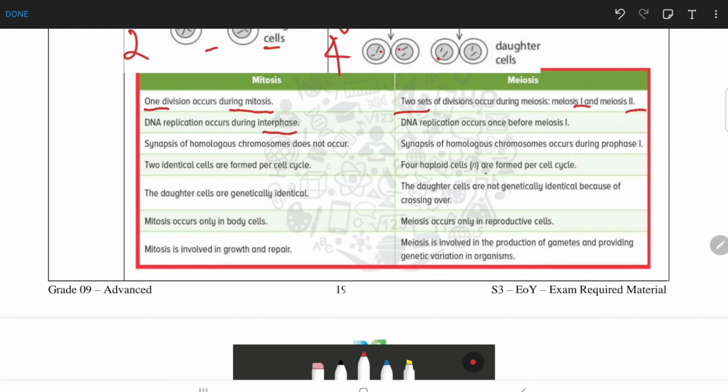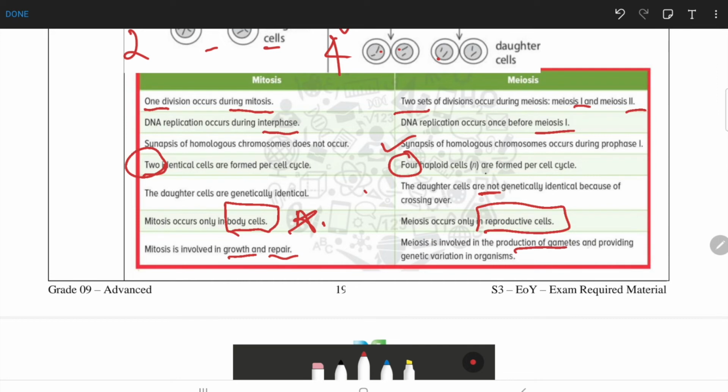DNA replication occurs during interphase, and in meiosis DNA replication occurs just before meiosis 1. Synapsis of the homologous chromosomes does not occur in mitosis, but they do occur over here. 2 cells are produced in mitosis, 4 cells in meiosis. The daughter cells in mitosis are genetically identical, but in meiosis they are not genetically identical because of crossing over. Mitosis occurs only in the body cells, yes, this is very important, and meiosis occurs in the reproductive cells. Mitosis is involved in growth and repair, while meiosis is involved in the production of gametes, providing genetic variation, etc.